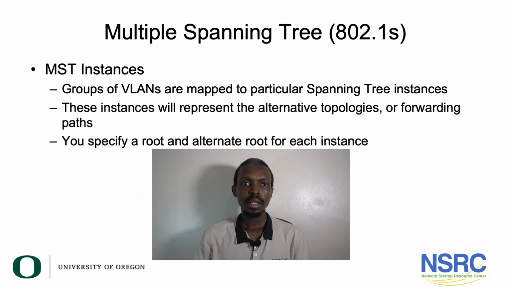So one thing to start with is the MST, multiple spanning tree instances, or MSTIs. Groups of VLANs are mapped into particular spanning tree instances. These instances represent alternative topologies of forwarding paths. You must specify a root and an alternative root for each instance. We've also mentioned that a VLAN can only be in one MSTI.